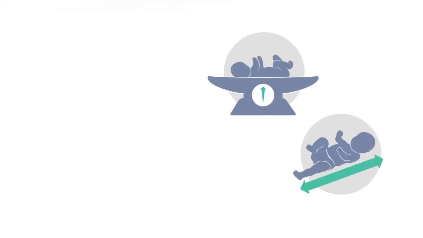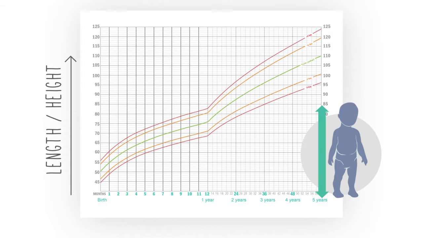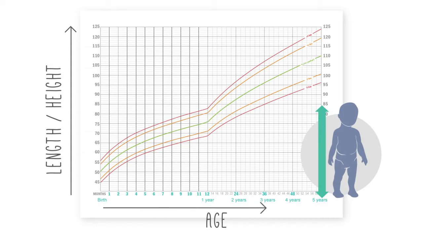height for age. This is the South African height or length for age chart. And on this graph, we see length or height in centimeters along the y-axis, and age, again, along the x-axis at the bottom. For height, we also like to see children growing steadily as they get older.